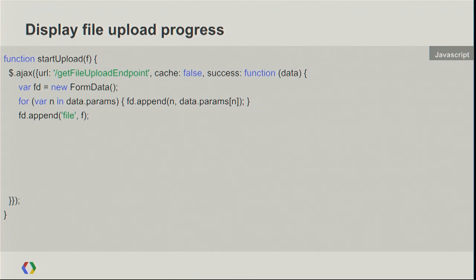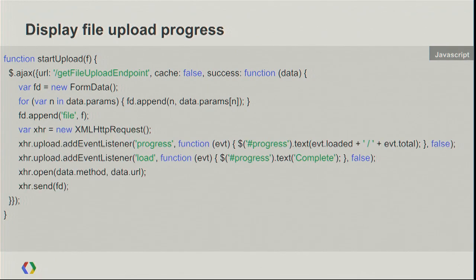So going through that in some detail, I'm going to show some code today. What we have here is some of the JavaScript that we have running in the browser. We have a number of parts here. We have this start upload command. And here we do an AJAX call back to our App Engine app to get this upload endpoint. We then create a form data object, and we take all of the parameters that the App Engine call returned to us, and we pipe that into our form data object. We then append the file to that as well.